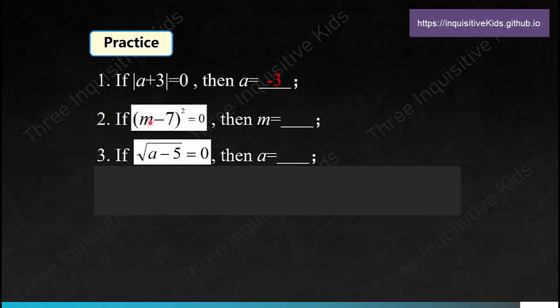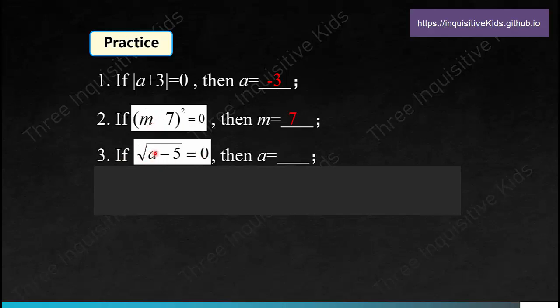Second problem. If the square of m minus 7 is equal to 0, then m equals what? Well, squares have to be greater or equal to 0. So in this case, it is equal to 0. That means that on the inside, m has to equal 7.